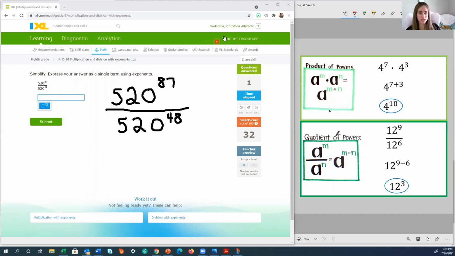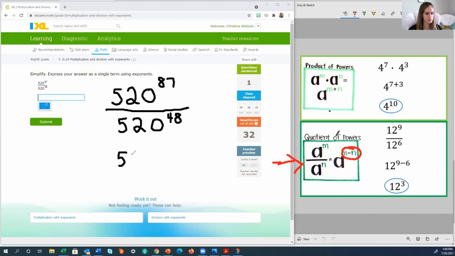All right, if they're being divided, we can use the handy-dandy quotient of powers property. And that property says when you notice that exponents with the same base are being divided, which we just established that they are, what do you do to your exponents? Subtract. We are going to subtract our exponents. So the base remains the same, the exponents are subtracted.